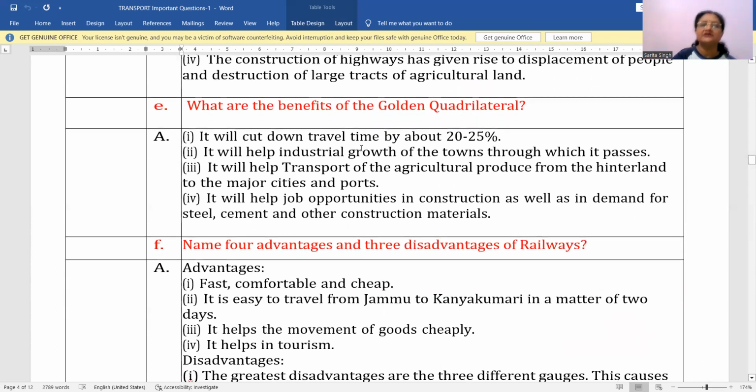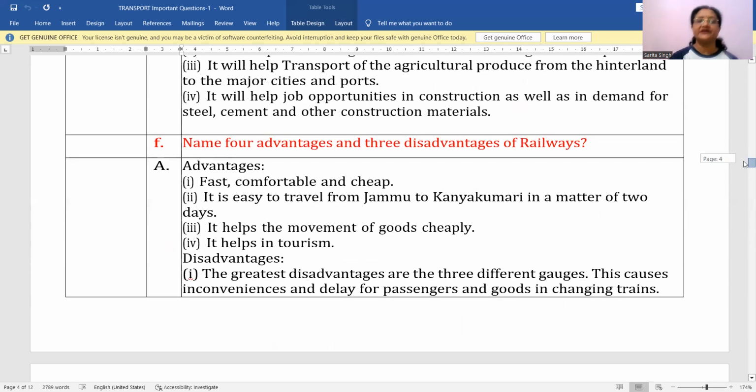It will cut down travel time by 20 to 25%, right? It will help industrial growth of towns through which it passes. It will help transport of the agricultural produce from the hinterland to the major cities and ports. It will help job opportunities in construction as well as in demand for steel, cement, and other construction materials. Okay. Then next question is name 4 advantages and 3 disadvantages of railways.